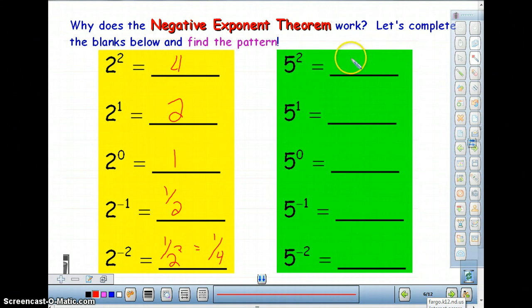Okay, same thing here. 5 squared gives me 25. 5 to the first power gives me 5. 5 to the 0, anything to the 0 power is 1. And then we go 5 to the negative 1. So I go 1 over 5 to the first power, which is just 5. Here I've got 1 over 5, I make my exponent positive, so 1 over 5 squared gives me 1 over 25.